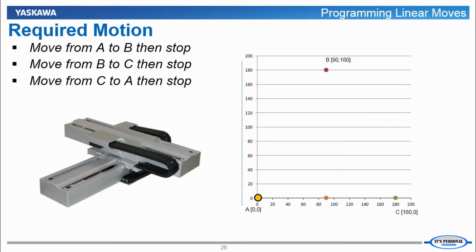The required motion for our gantry in this example is to trace out this triangular path from point A to point B and stopping in between, then from point B to point C, and finally from point C to point A. So let's assume that the system starts at point A, and let's jump right into the program.